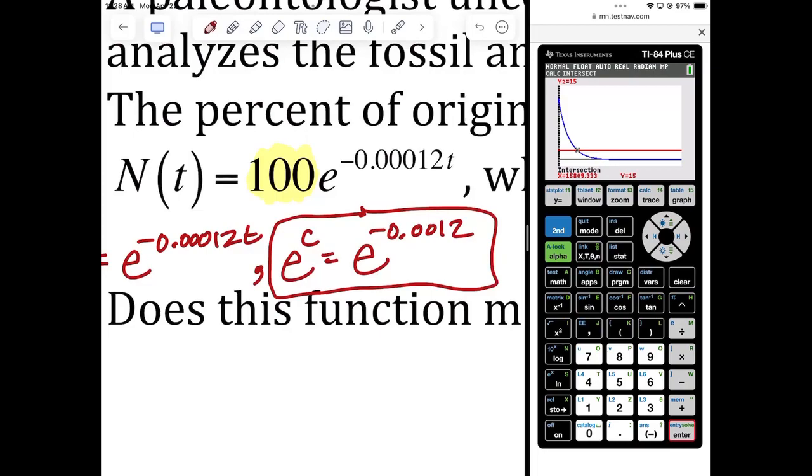You type in 100, second ln, which brings you e to the power of, and then very carefully you type in a negative. You don't need the leading zero if you don't want. So at least you put negative 0.00012, and you need the x there. If you forget to put the x, you're just going to get another horizontal line. And then in y2 you put 15. Okay? Syntax.